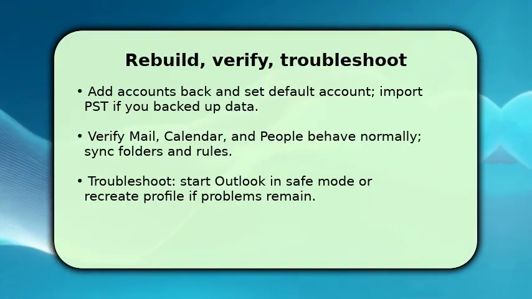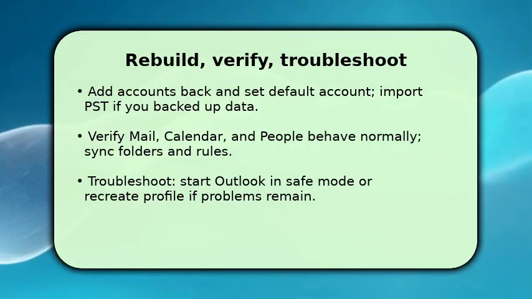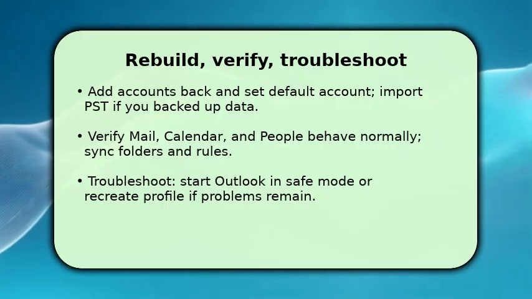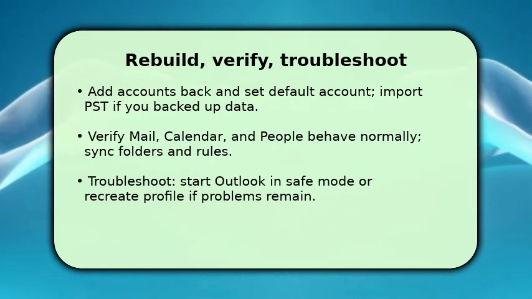Once done, verify sync, rules, and signatures so your confident settings are default. If something still misbehaves, start Outlook in safe mode. Hold Control when launching to test add-ins. Make sure to recreate the profile entirely if corruption persists. That single troubleshooting step resolves most lingering issues and gets you back to a clean Outlook setup.